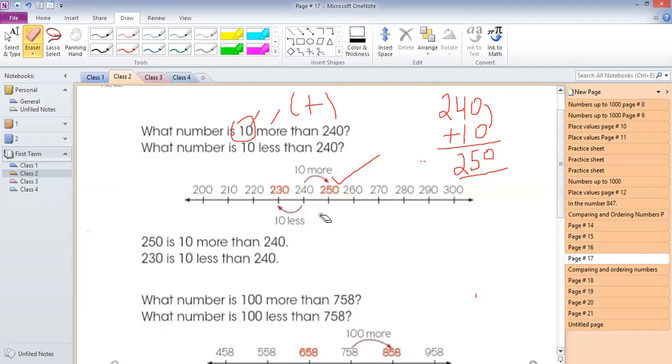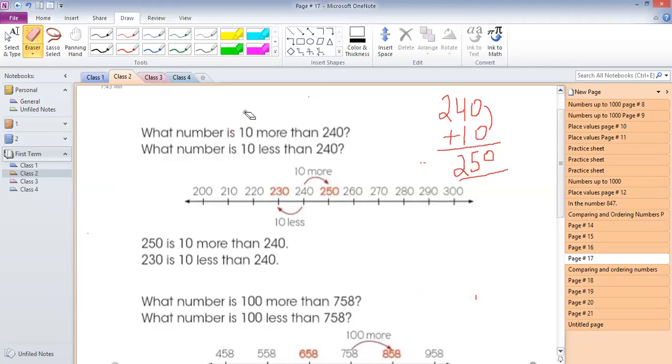Now I'm going to ask you, tell me the number which is 10 more than 280. Yes, guys. Tell me the number which is 10 more than 280. Answer me in the chat box, please.